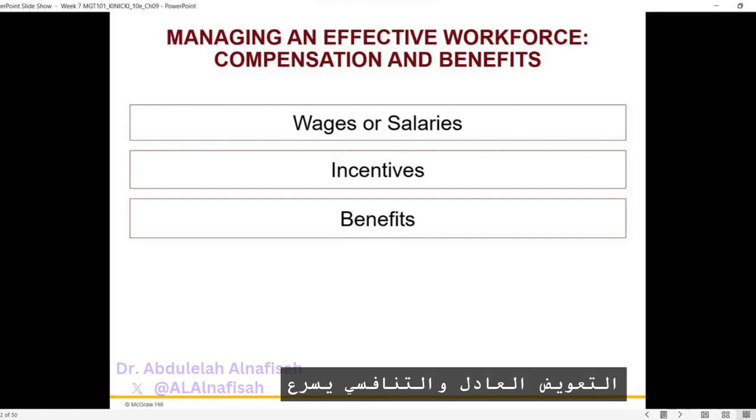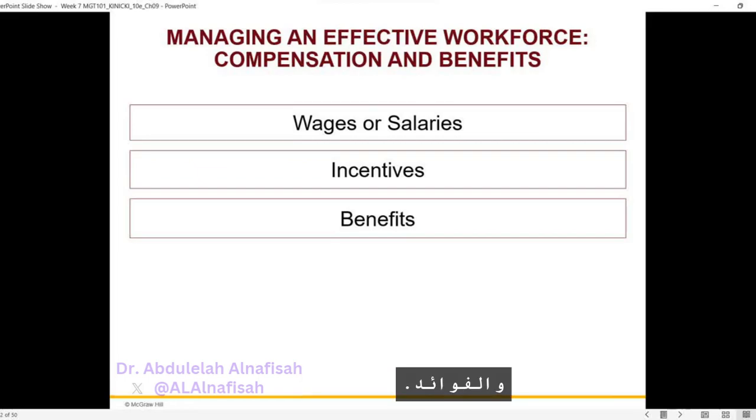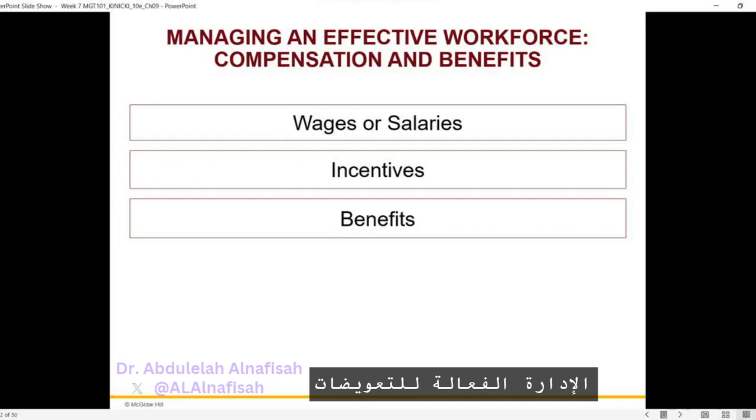Fair and competitive compensation fosters employee engagement and satisfaction, aligning efforts with rewards, while benefits addressing well-being promote a positive work environment. Effective management of compensation and benefits creates a supportive workplace, attracting top talent, motivating employees, and enhancing organizational success.